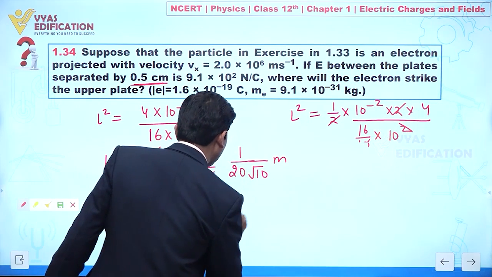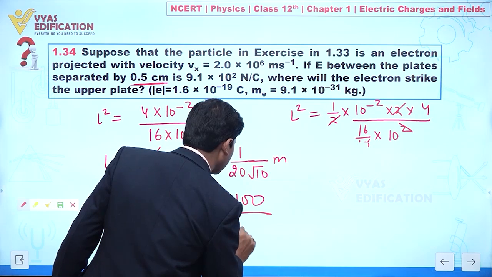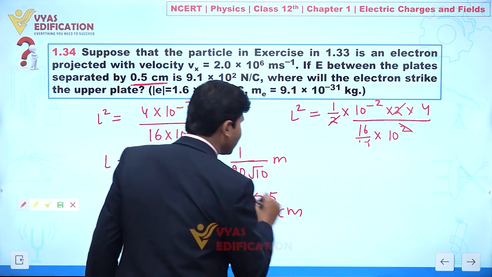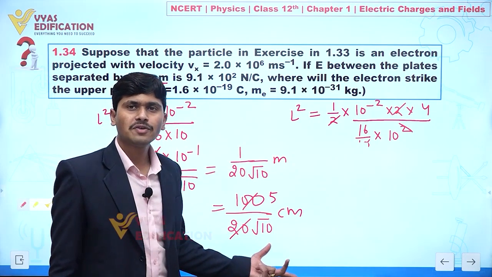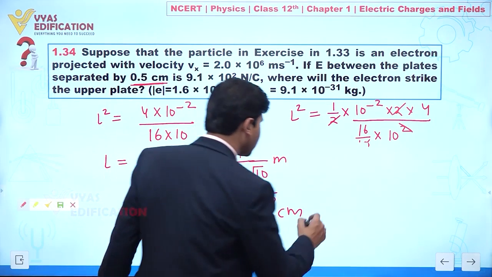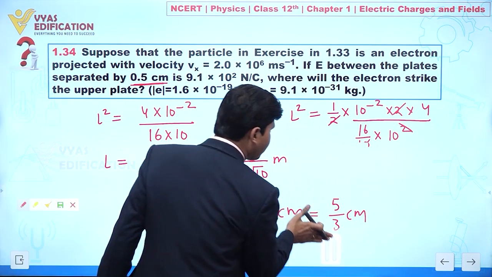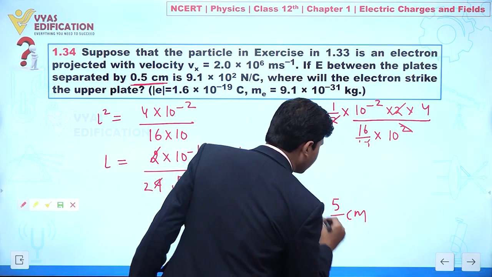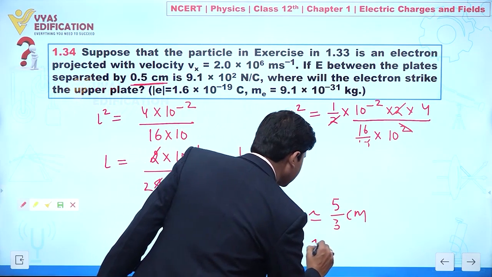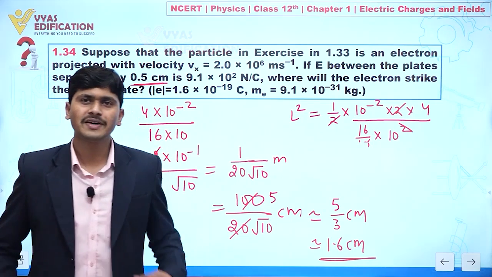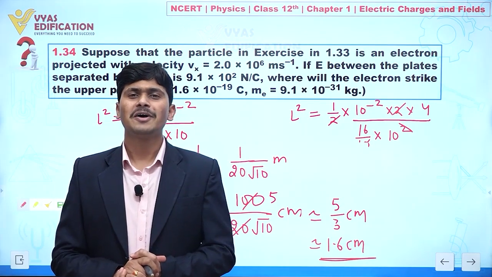How? If you multiply it with 100, you can write 20 under root of 10 in centimeter. Clear? We can say this is 5. Now we know under root of 9 is 3, so this is 3 point something. So approximately we can write 5 by 3 centimeter. Yes or no? And approximately we will get 1.6 centimeter. Clear to everyone? Yes or no? So this is all about this question.